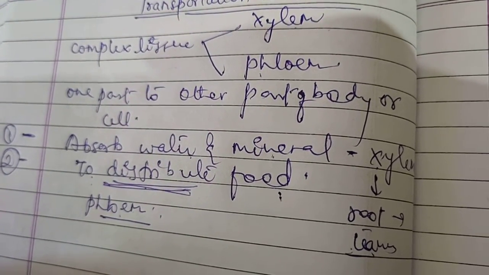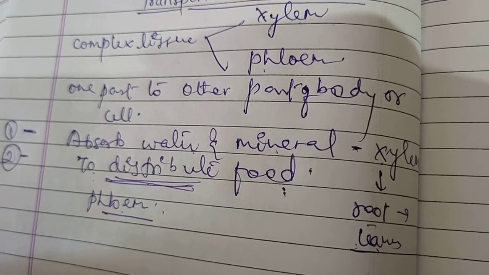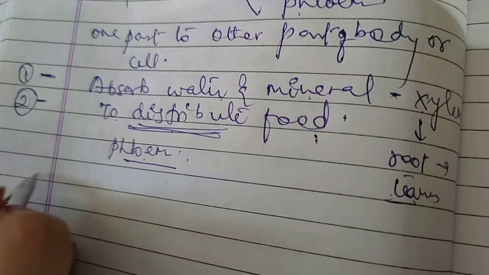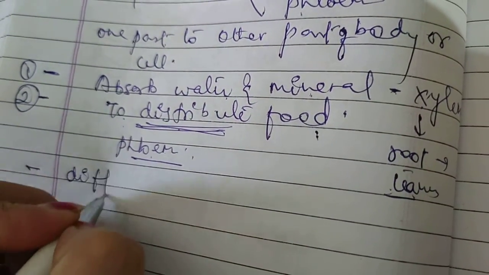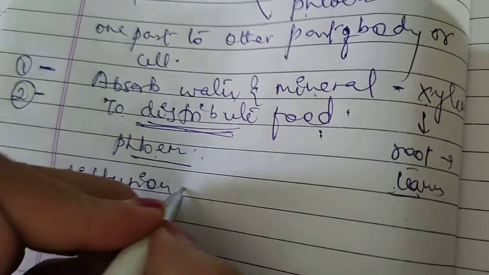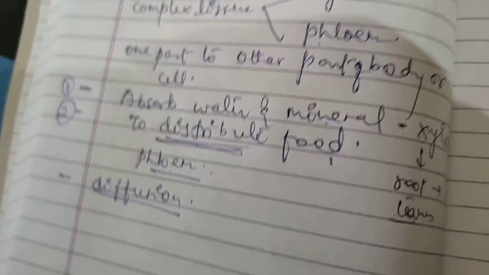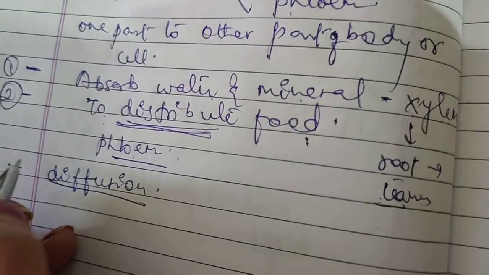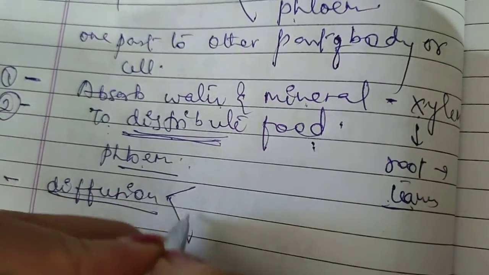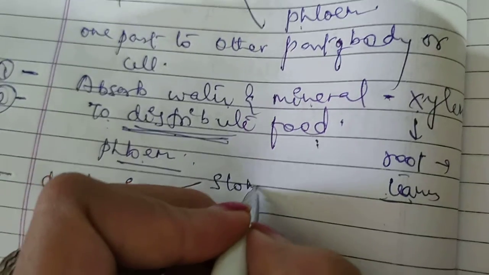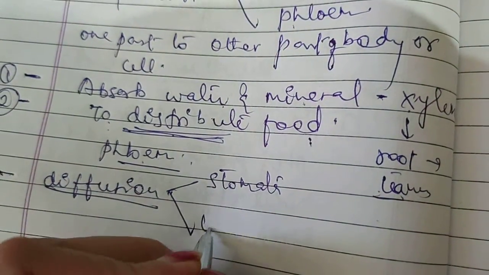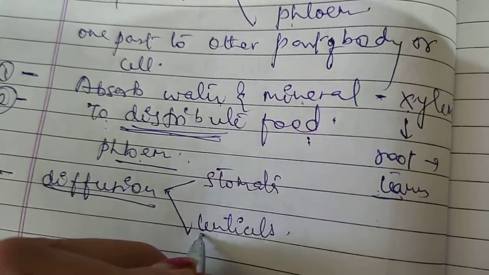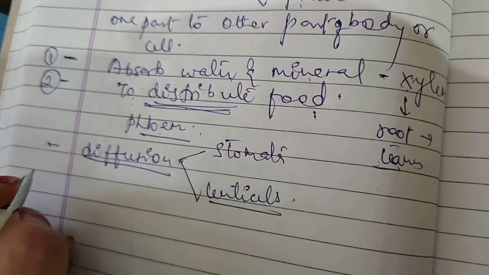As we know, unlike animals, some materials pass in and out of the plant through diffusion. This is the main process, you can say. And for rapid gaseous diffusion to occur, what structures does the plant possess? Stomata and lenticels. Lenticels mostly occur in the case of woody plants.